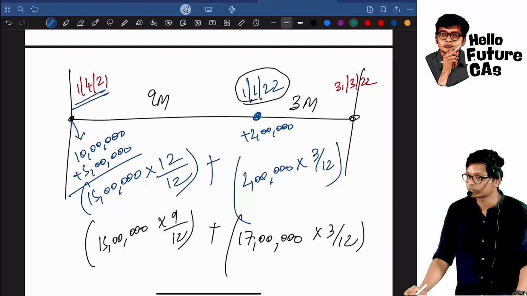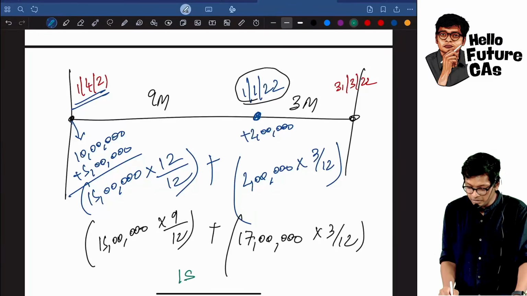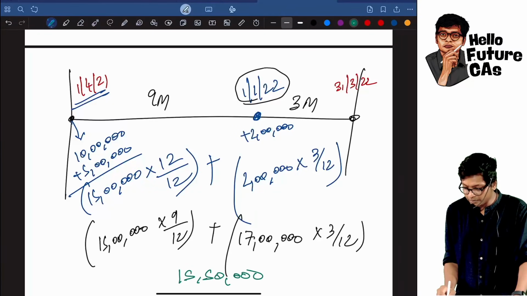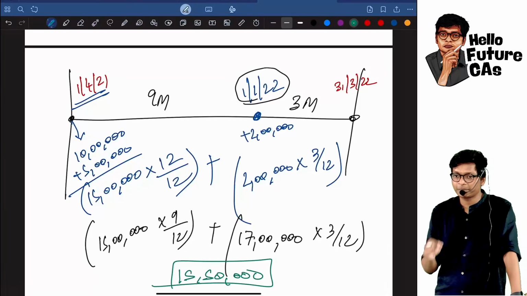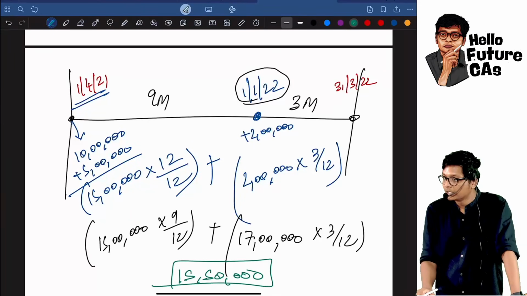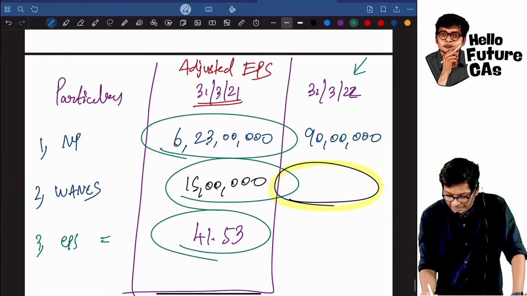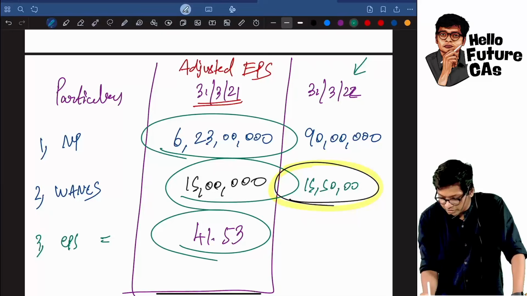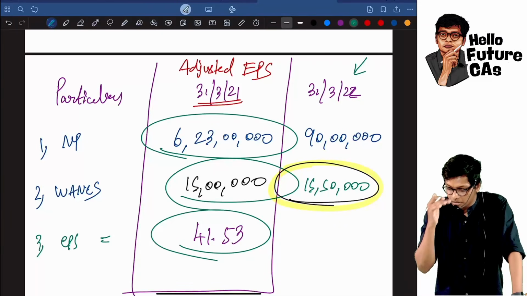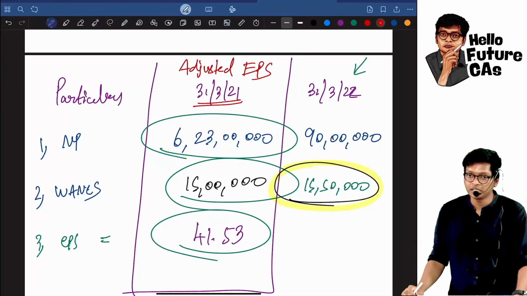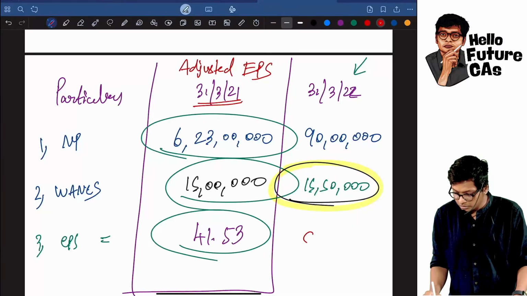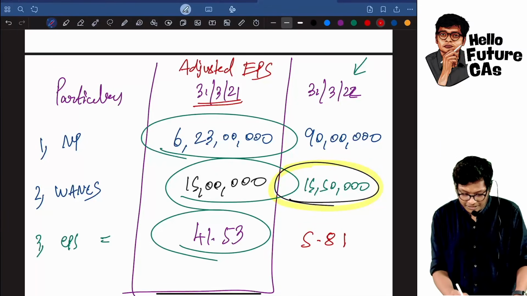How much, guys? 15 lakh 50,000. Is it correct in both? Have you checked, guys? Can I trust you, guys? 15 lakh 50,000 is how I compute WANES. So I will come back here and write 15 lakh 50,000. What's your EPS, guys? 90 lakhs divided by 15 lakh 50,000. 5.81, no? Let me cross check the answer.